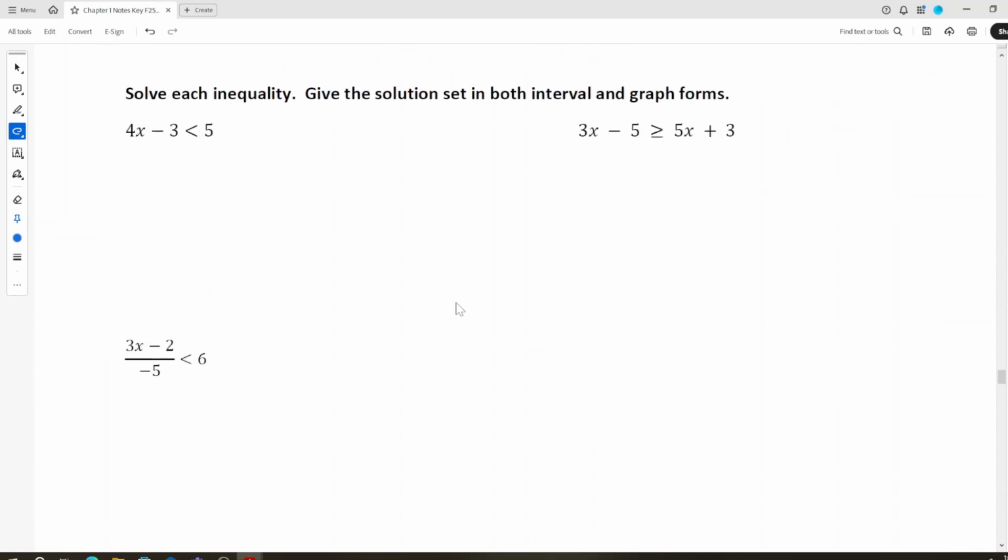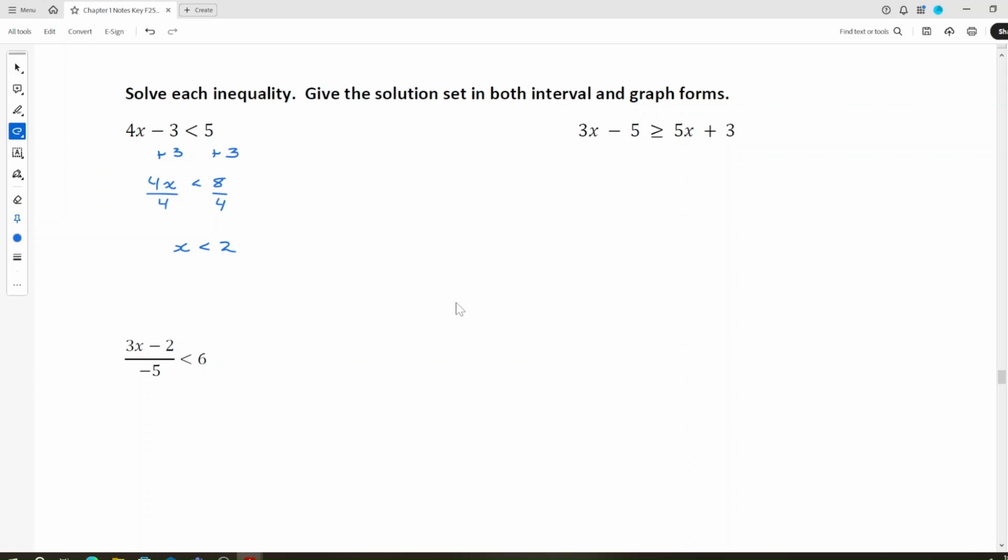So if I gave you something like 4x minus 3 is less than 5, what would I do first? Well, I would add 3. What I do to one side, I do to the other. I end up with 4x is less than 8. To get x by itself, I have to get rid of this 4. This 4 is multiplying with the x, so to get rid of it, I'm going to divide by 4. What I do to one side, I'm going to do to the other. I end up with x is less than 2. Nothing weird. Didn't need to flip my signs.